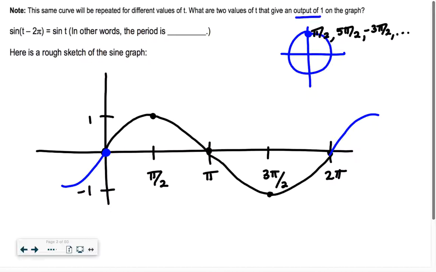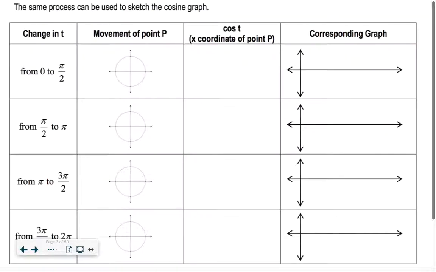So the way you might see that written is sine of t minus 2 pi is the same as sine of t. So in other words, the period is 2 pi. So you can add or subtract 2 pi. It could say plus 2 pi here as well if you want. All right. We feel pretty good about graphing sine of x or sine of t or whatever.